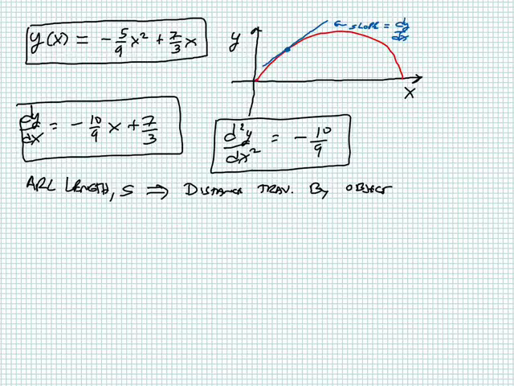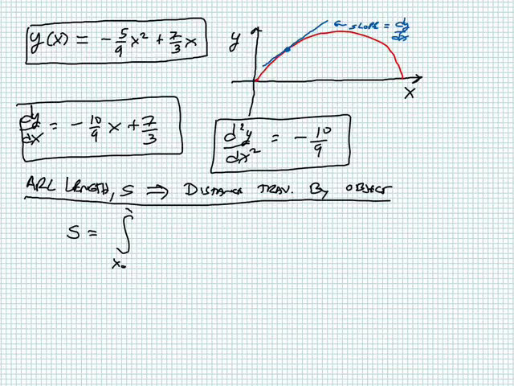And so if you recall from chapter 7, we do have an equation for arc length. And so the arc length, which is the distance traveled along the path, would be the integral from the initial x value to the final x value of the square root of 1 plus the derivative, which is dy/dx, quantity squared, dx. And again, this is the equation for arc length that we learned in chapter 7.